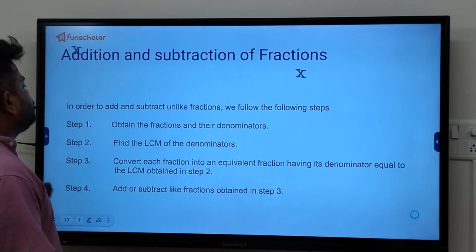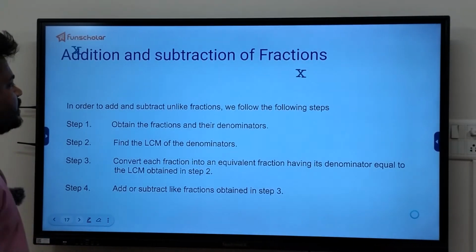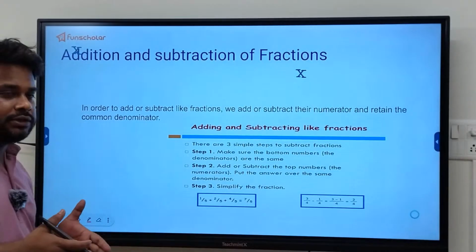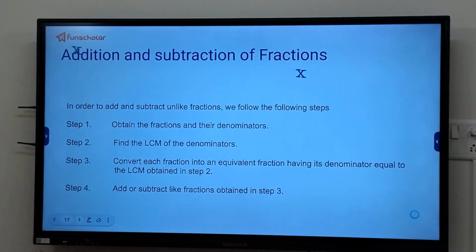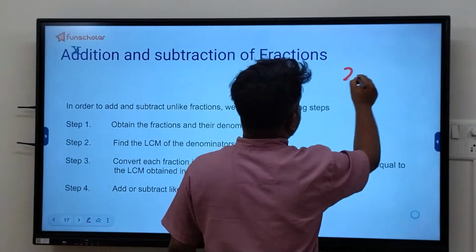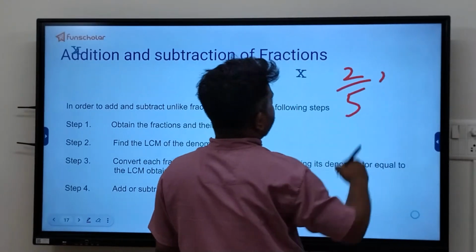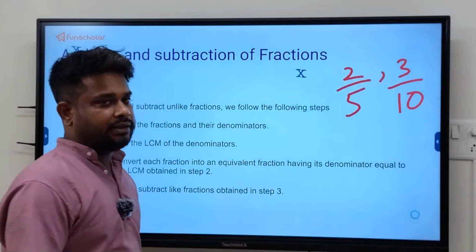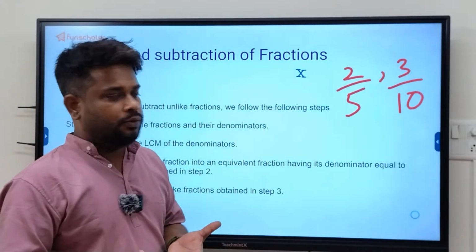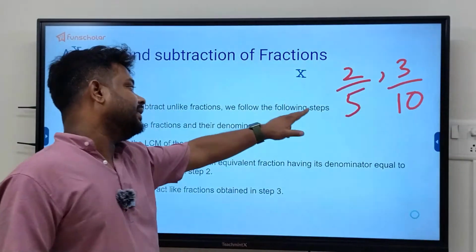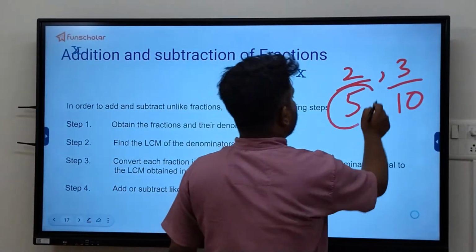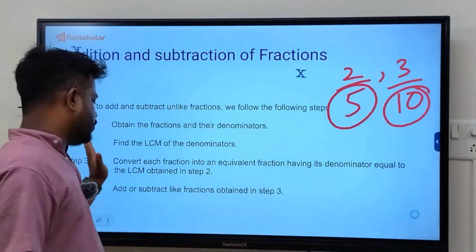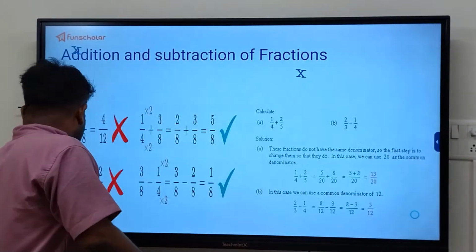The first one is saying that in order to add and subtract unlike fractions, we follow these steps. Previously we talked about like fractions; now we are talking about unlike fractions. Unlike fractions means, for example, 2 by 5 and 3 by 10. If we have to add or subtract these, what process should we follow? They are unlike fractions because they have different denominators. We talked about this in the previous slides.